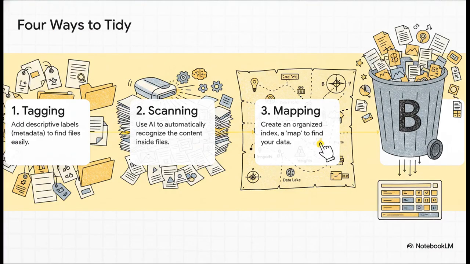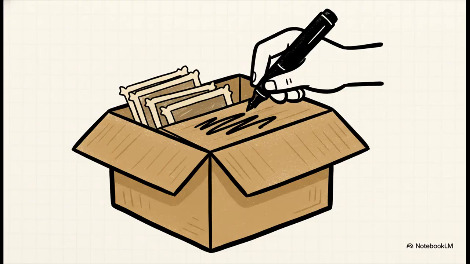So here's our game plan for tidying up. We've got four key approaches: simple tagging, smart scanning, creating a map, and then this kind of counterintuitive final strategy that I'm just going to call the big bin. Each one is a really powerful tool for bringing order to chaos. Let's kick things off with the absolute simplest method.